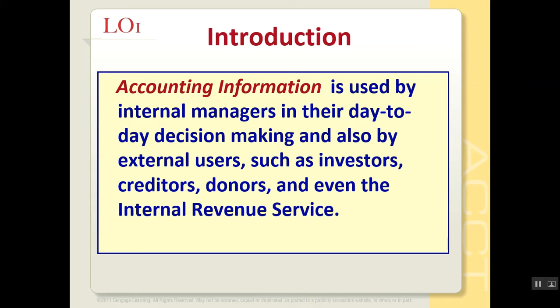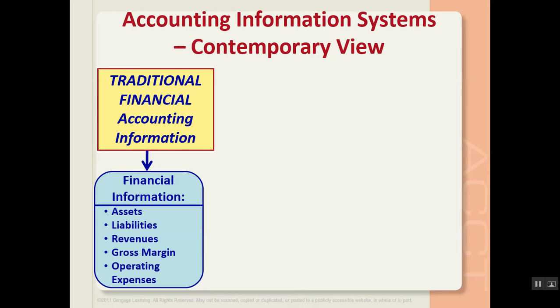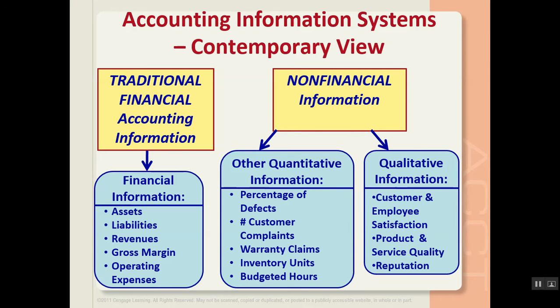The key to the difference between financial and managerial accounting is how the information is used. Traditional financial accounting information, which you learned about in 201, is specifically finance related: assets, liabilities, revenues, gross margin, operating expenses, and the such. Non-financial information is mostly used by internal managers to make decisions within the organization. Here are some examples of quantitative and qualitative information that's non-financial.